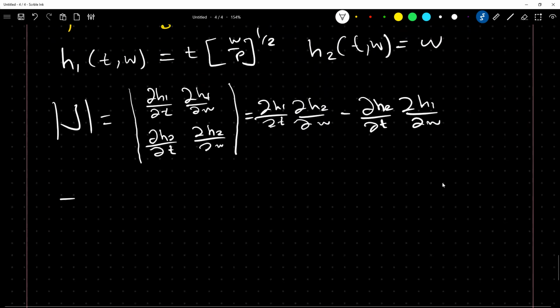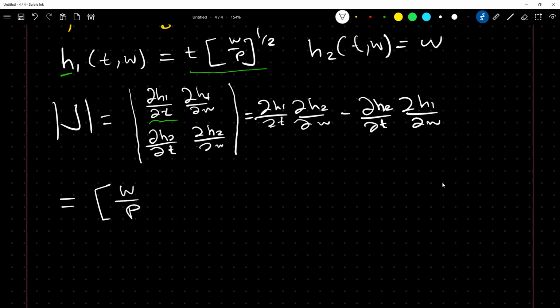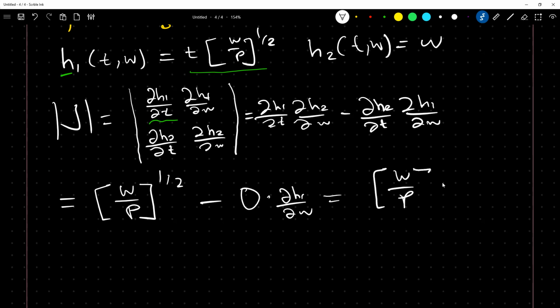Well, first of all, we need to find the partial derivative of H1 with respect to T. So here's H1. The derivative of this with respect to T is simply this term, which is a constant, right? When T is our variable, this is simply a constant. And then we're going to subtract from it the derivative of H2 with respect to T, which will be 0. So basically I don't need to do anything else, because it won't matter since we're multiplying it times 0. So the Jacobian is this.